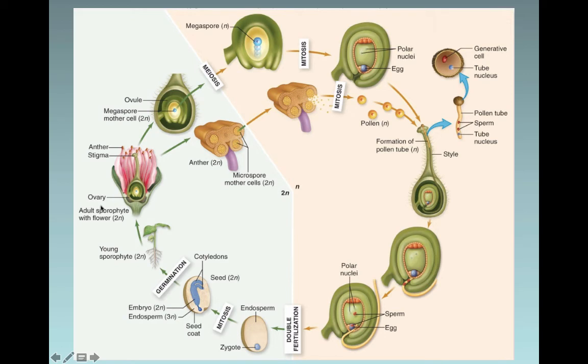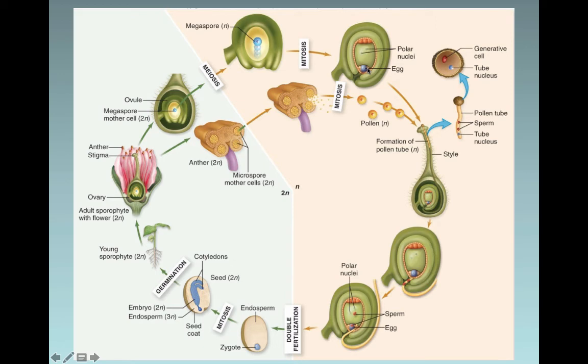On the other hand, up here in the ovary, we have the megaspore mother cell that goes through meiosis to make 4 megaspores. 3 of those break down. 1 is left behind. The 1 remaining megaspore goes through mitosis 3 times to make an embryo sac that has 3 antipodals, the central cell with the polar nuclei, the egg, and the 2 synergids down here.